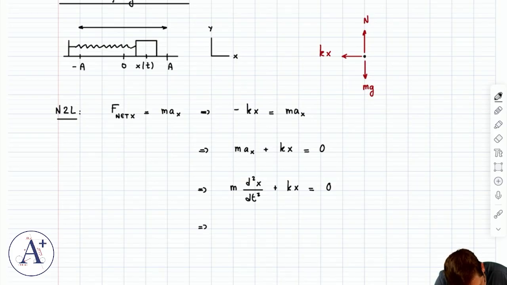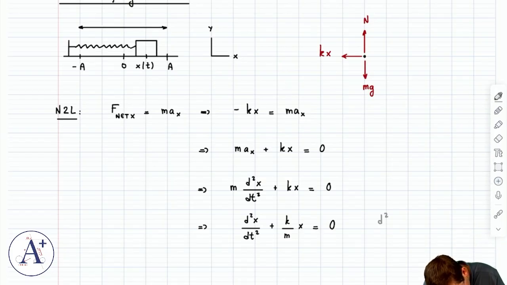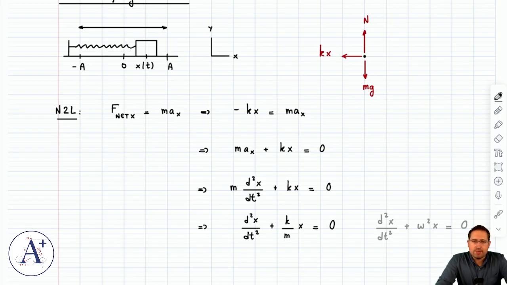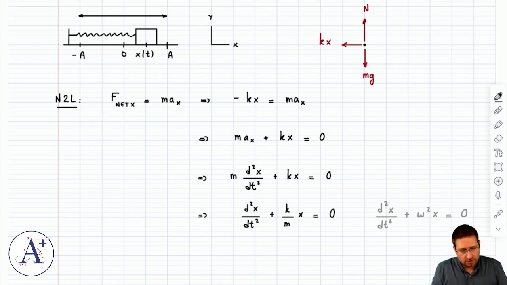Therefore, so long as I divide by m to put this in standard form, I'm going to find myself with d squared x/dt squared plus k divided by m times x is equal to 0. To be compared to d squared x/dt squared plus omega squared x is equal to 0. Okay, so that looks exactly like the equation we stated at the beginning, meaning that x is going to oscillate because it satisfies this differential equation.